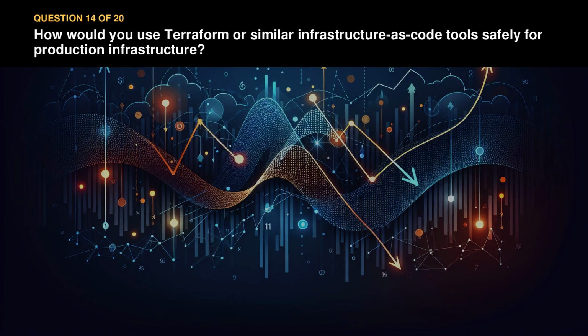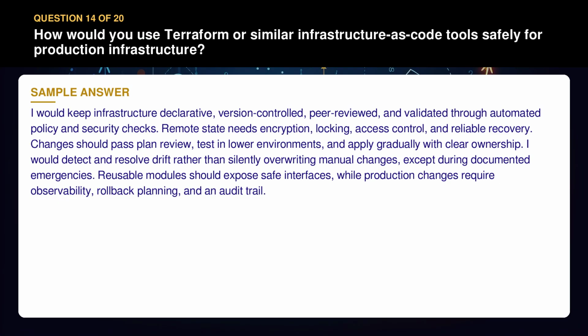Question 14. How would you use Terraform or similar infrastructure as code tools safely for production infrastructure? I would keep infrastructure declarative, version-controlled, peer-reviewed, and validated through automated policy and security checks. Remote state needs encryption, locking, access control, and reliable recovery. Changes should pass plan review, test in lower environments, and apply gradually with clear ownership.